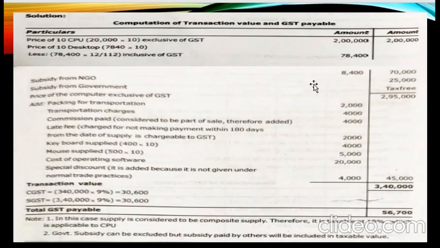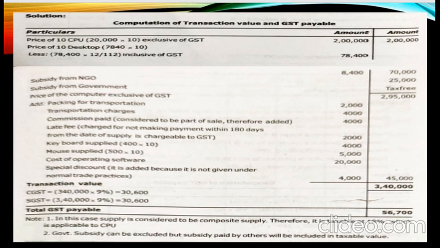So we have got all the expenses to be added up, as well as the cost value of the asset. So we will total it up. So 2,95,000 plus 2,000 plus 4,000, 4,000 plus 2,000 and 4,000, 5,000, 20,000 and 4,000. We will be getting 45,000 as your expenses. So with 45,000 we will add 2,95,000, which will give us 3,40,000 as your transaction value.